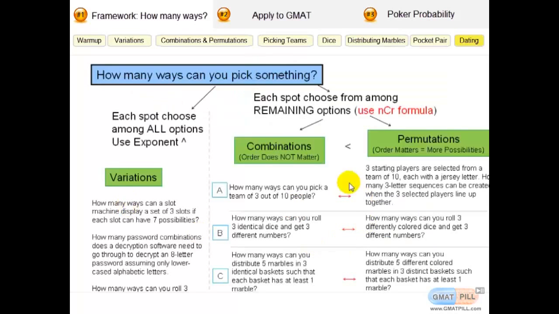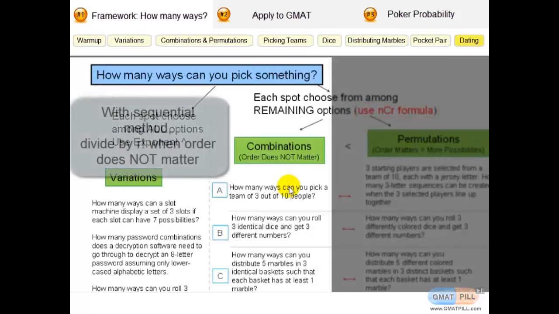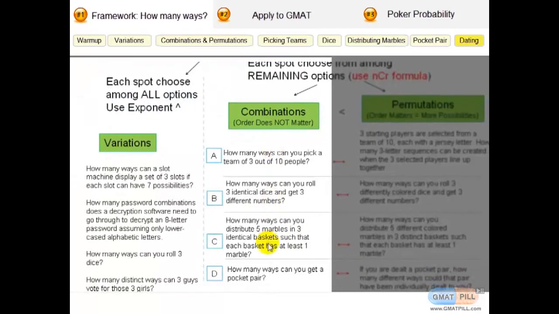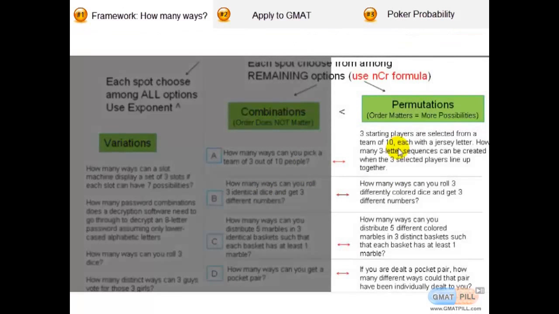So again, this is a chart breaking down all the different kinds of problems you can have. Some of them involve using exponents for calculations. Some of them involve using the nCr formula. And within the ones using the nCr formula, sometimes you're going to need to divide by r factorial, sometimes you won't. You divide by r factorial when order does not matter. Here are examples of questions where order does not matter, and that's when you divide by r factorial. Sometimes order matters, in which case the calculation is actually easier. You just don't divide by r factorial.